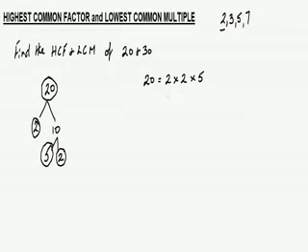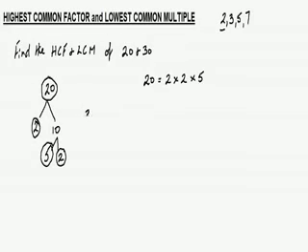Now when you're multiplying, it doesn't matter which order you multiply in. Okay, you could have had 2 times 5 times 2, or 5 times 2 times 2. It doesn't matter, you still get back to 20. This is something we call the commutative rule. So now we have to prime factorize 30.